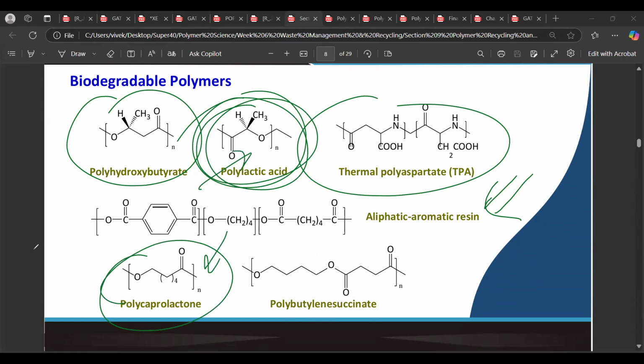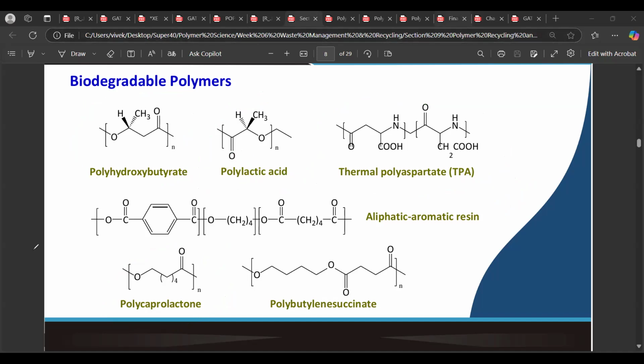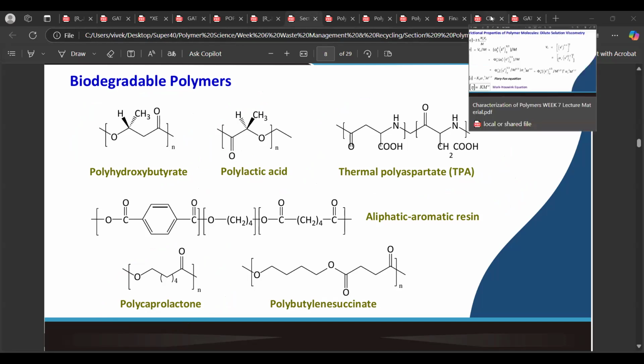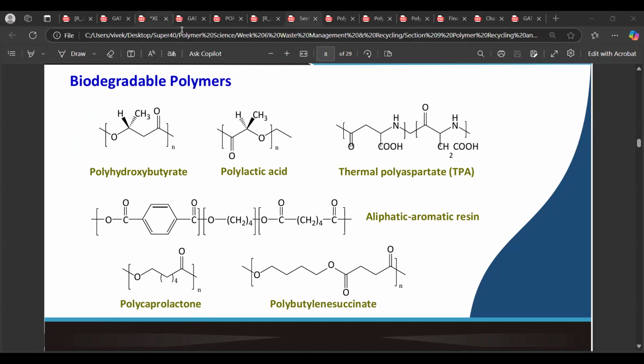If you simply search on Wikipedia, you will be able to see that both are cyclic. Polylactic acid can be formed from polylactide, which is a cyclic monomer, and of course polycaprolactam is also a cyclic monomer which can be opened. By seeing the structure also, you should be able to know. See this O, and somehow you can connect this, right? But you should be knowing what their monomer is.